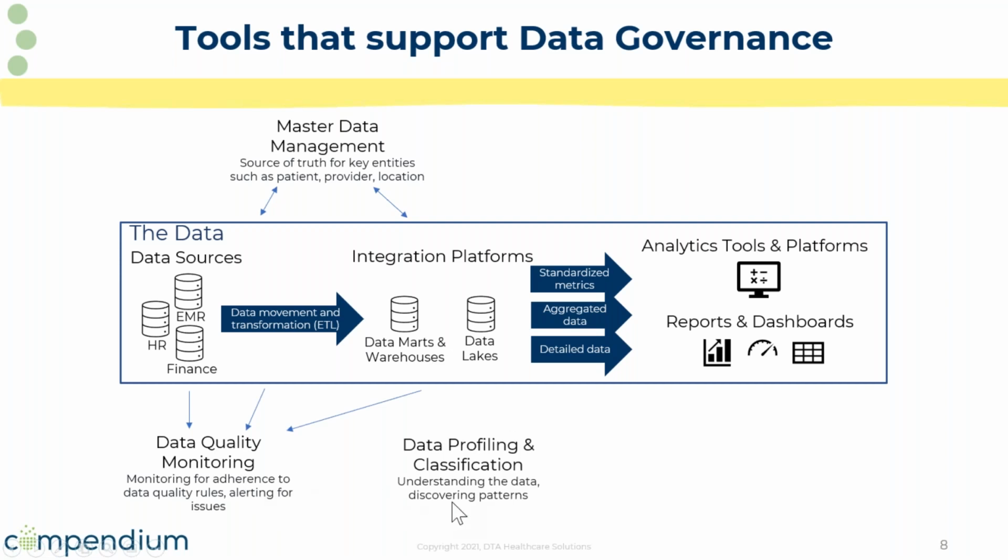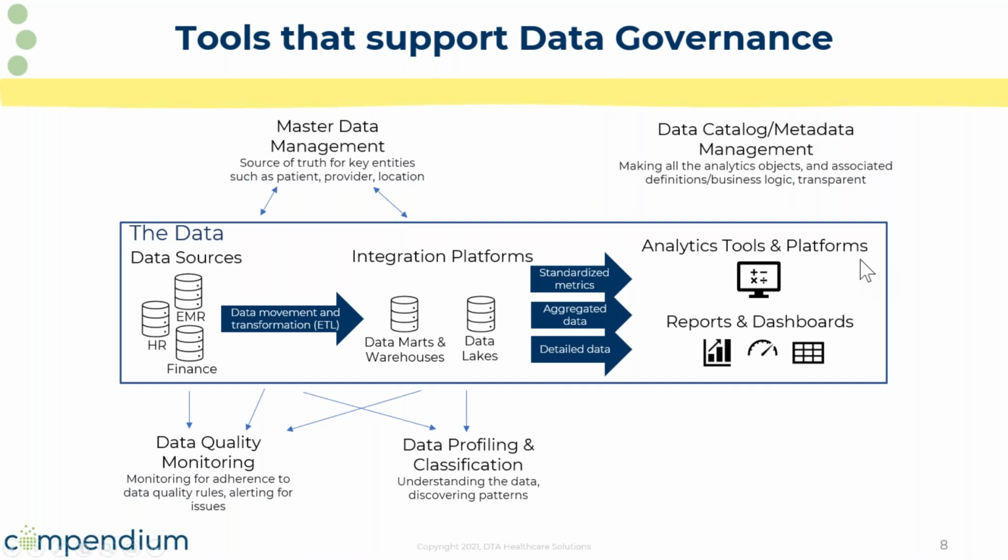Data profiling and classification. Those are sets of tools that, again, pull from those same systems that I mentioned and help you understand the data. When we have such huge volumes of data, it's not obvious what's in them all the time. So profiling and classification tools help us understand the data, what's in there, and what the particulars are. Then we get to data catalog, and here's metadata management as opposed to master data management.